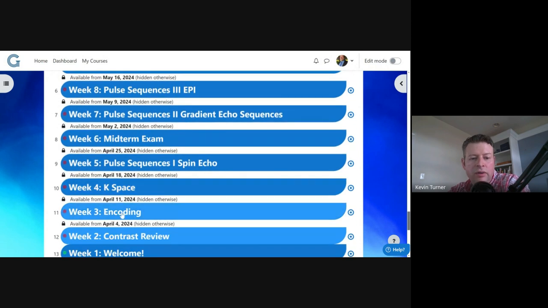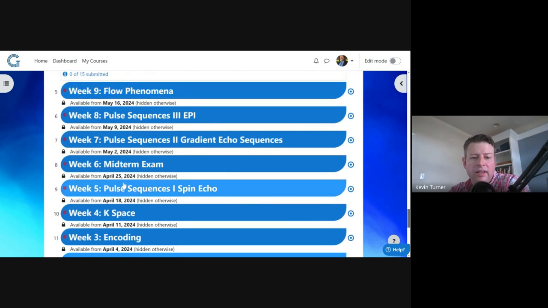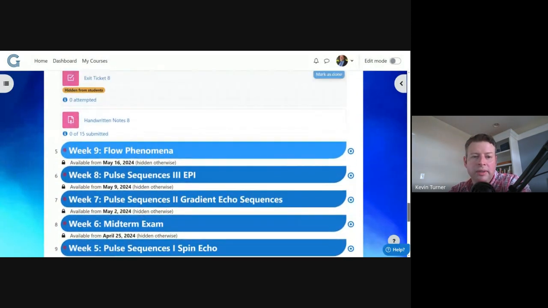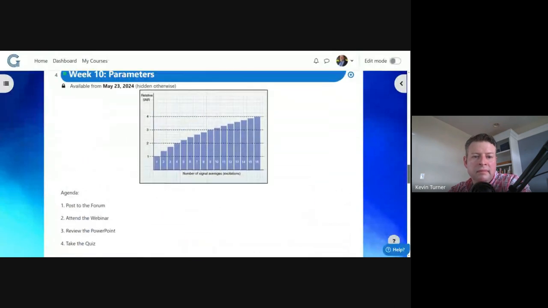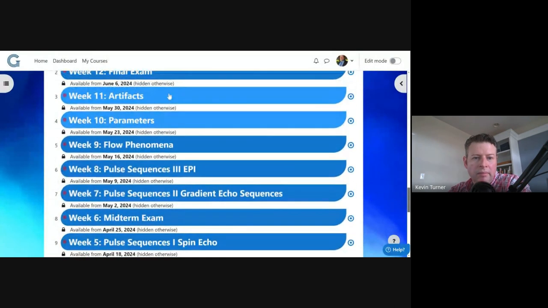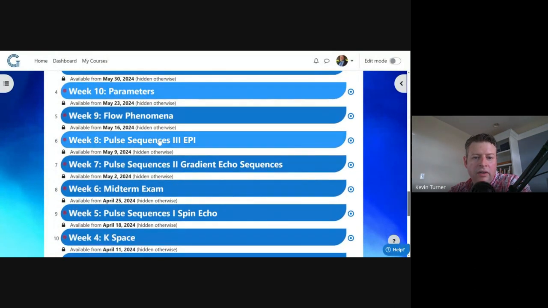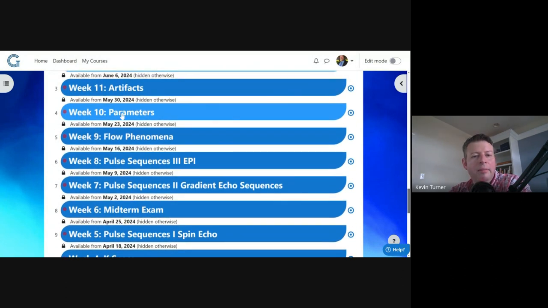So you can think of weeks 2, 3, and 4 as the basis of MRI, and then these are all of the other different things that we can do, right? So weeks 5, 7, 8, and 9 are all different pulse sequences. These 4 weeks are different types of pulse sequences. Then we review parameters, which we'll keep introducing new parameters as we go. And then we just talk about what happens when things go wrong in your scan.